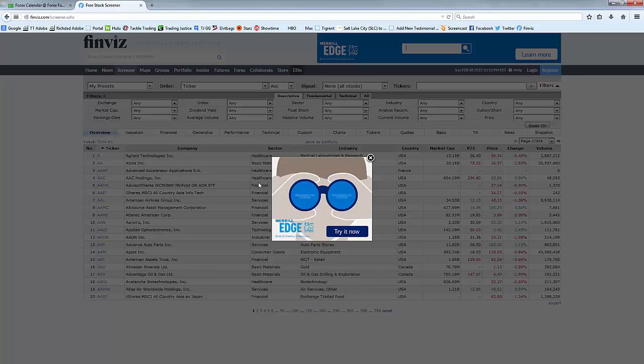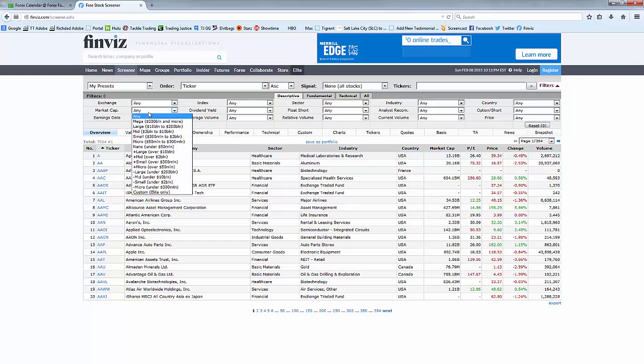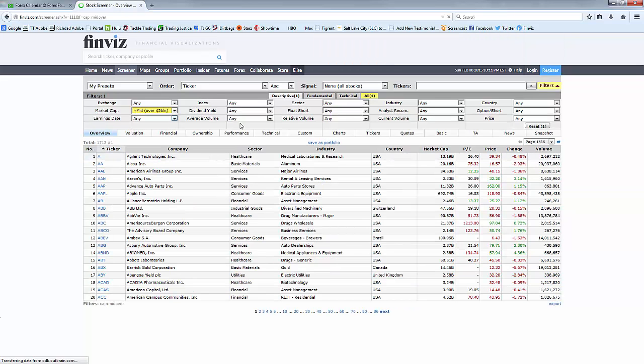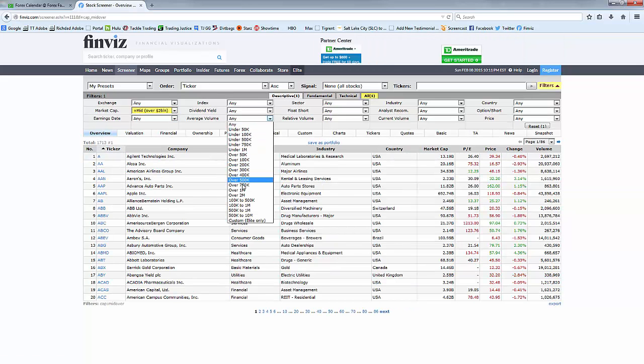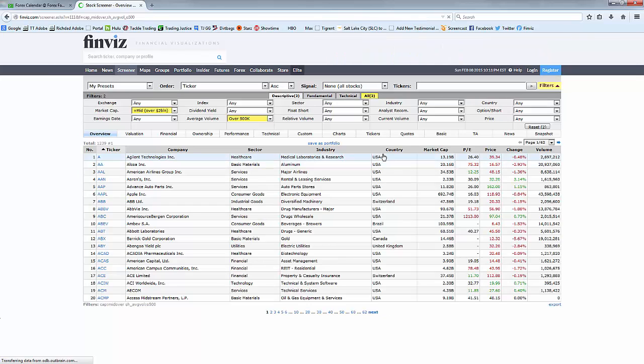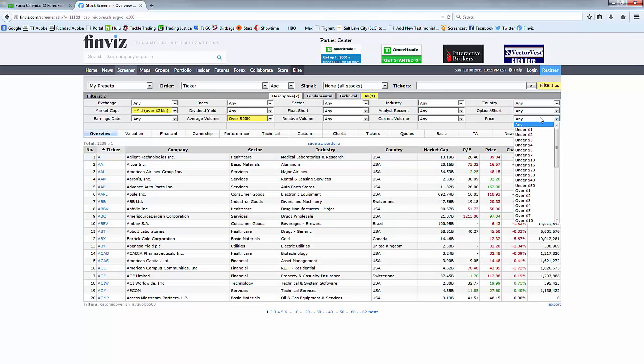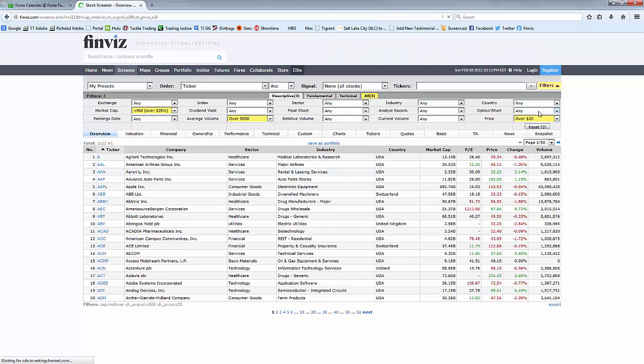I'm looking for bullish stocks out there. So I'm going to say market cap plus mid. Let's do average volume over 500,000 shares daily. Some people do prefer 1,000,000 shares traded daily. Price, we're going to say over 20 bucks. And we definitely want optionable and shortable.